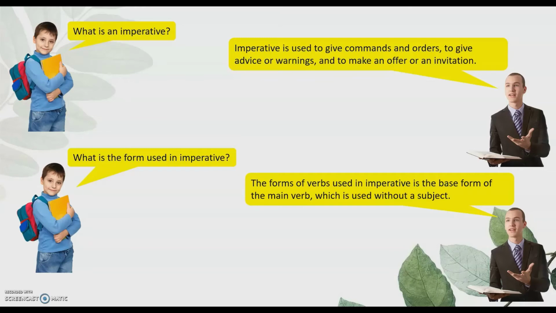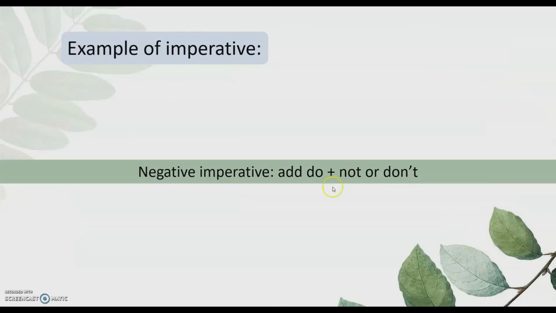Right? So in imperative, in the sentence we don't use a subject before the verb. The verb is eat. The sentence is eat the rice. So we don't use the subject. I hope that you will understand. I'll give you more examples so that you can understand better. These are the examples of imperative.